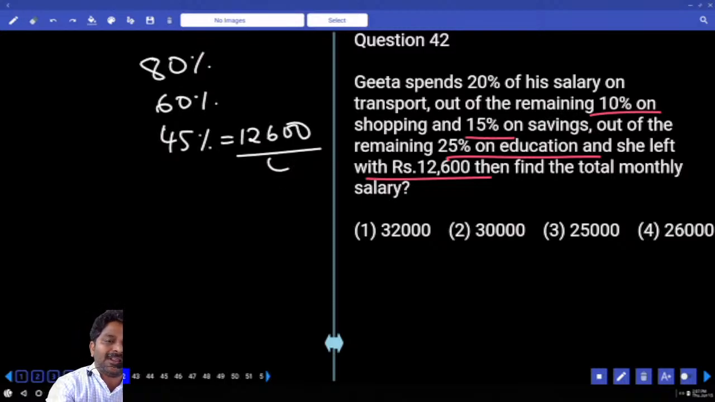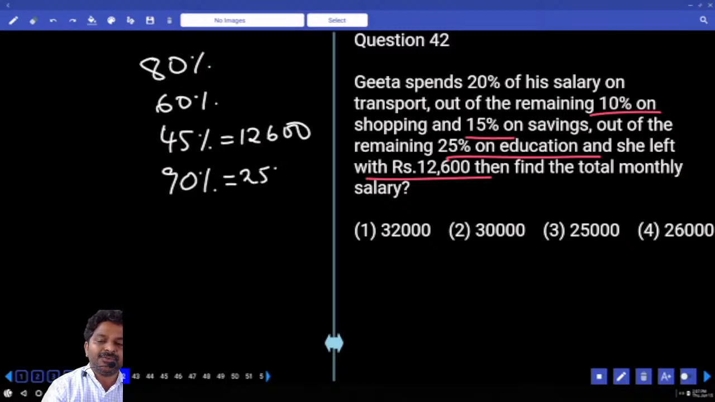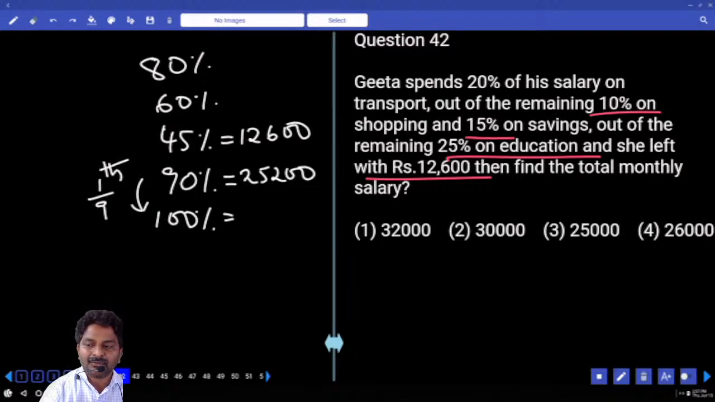Instead of that, let me tell you one more thing. If 45% is this much, 90% is exactly double. 126 double, 252 double 0, and we need 100%, right? That means from 90 we need to add 10, which I can write as 1/9. 1/9 of 252, 28, double 0, both together, 28,000.